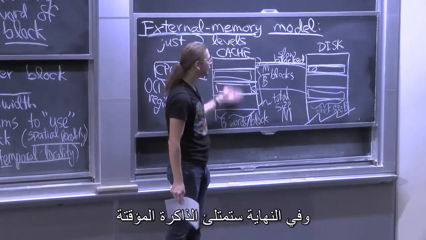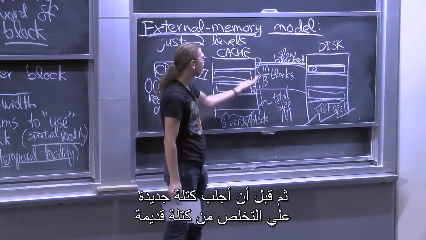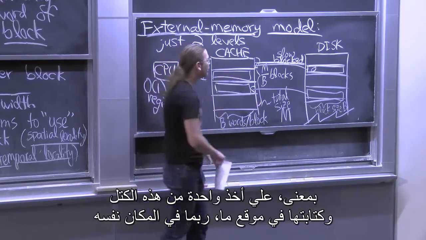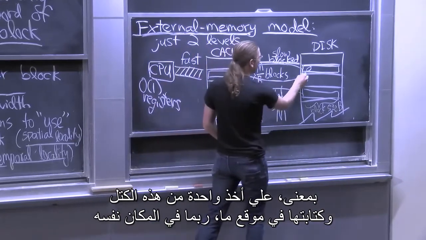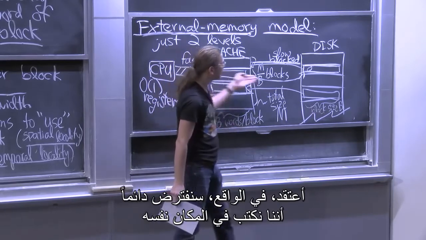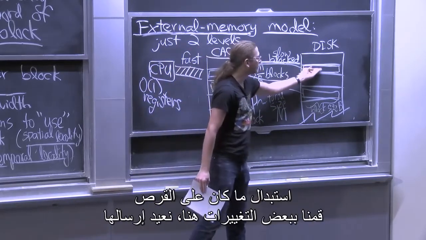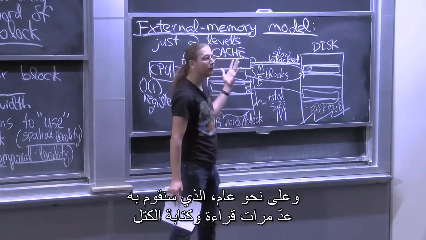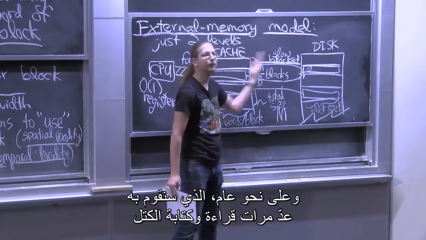And eventually, this cache will get full. And then before I bring in a new block, I have to kick out an old block, meaning I need to take one of these blocks and write it to some position, maybe to the same place. I think, in fact, we will always assume that you write to the same place, overwrite what was on the disk. You've made some changes here, send it back. And in general, what we're going to do is count how many times we read and write blocks.